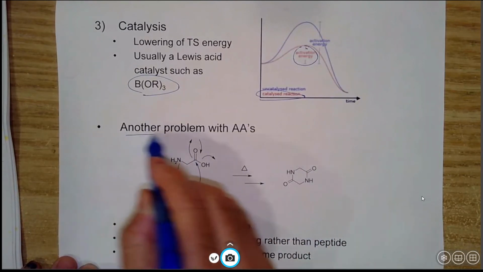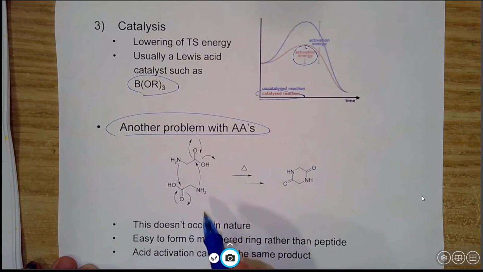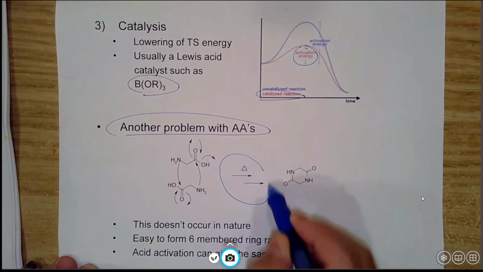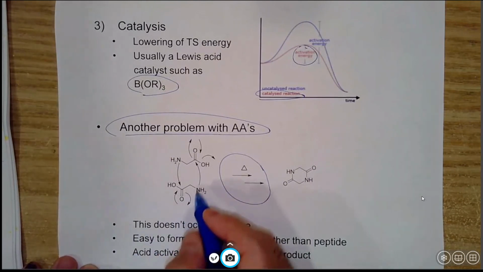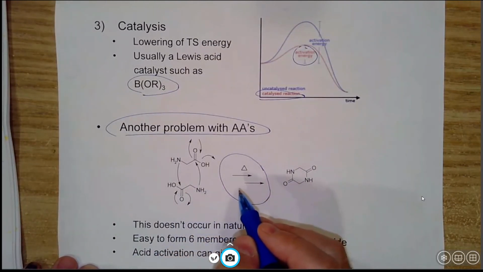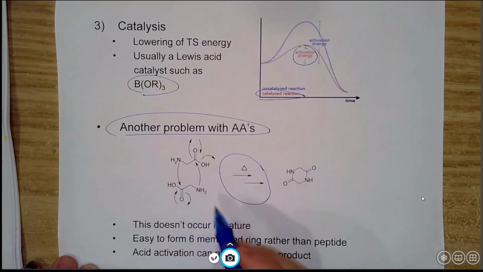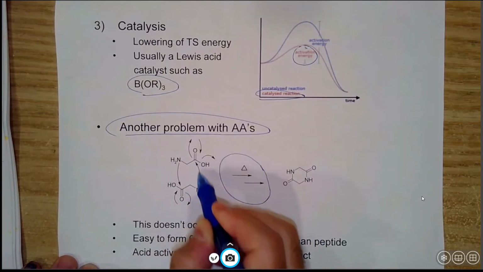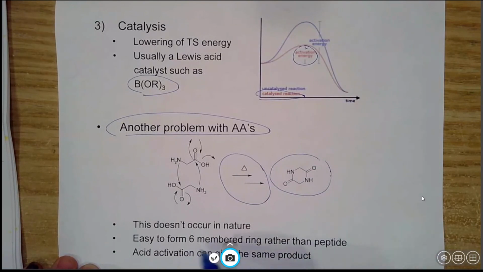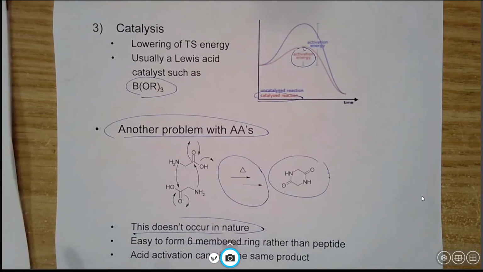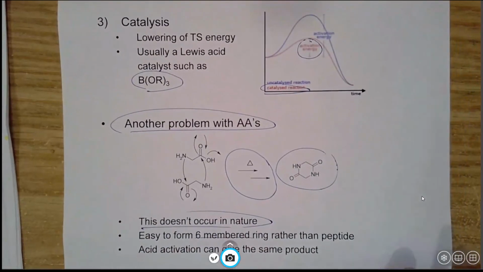Another problem with amino acids, and I just want to finish here, is that if you add heat and say, I don't care about 37 degrees, I'm working in a lab, so I'm just going to crank this up to a couple hundred degrees, the big problem is selectivity. You're going to get amines reacting with different carboxylic acids at different places, and then form six-membered rings that don't look anything like peptides, so this doesn't actually occur in nature. Okay, that concludes this unit on the energetics of peptide bond synthesis.